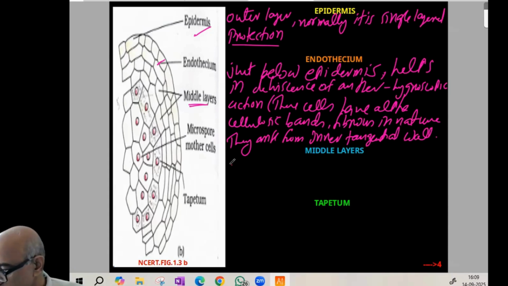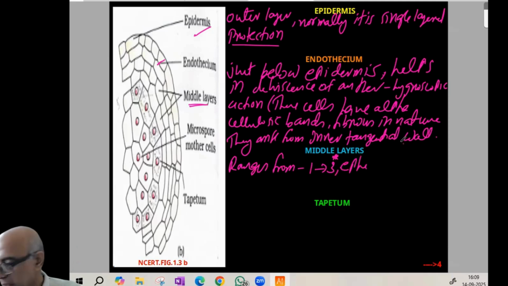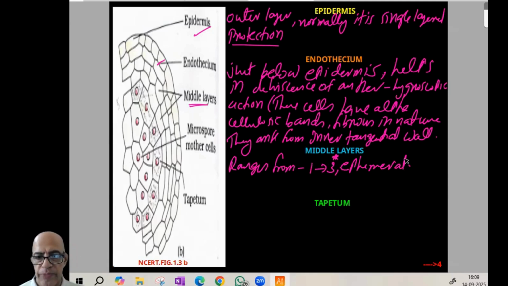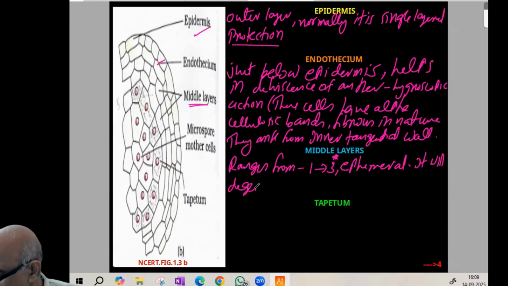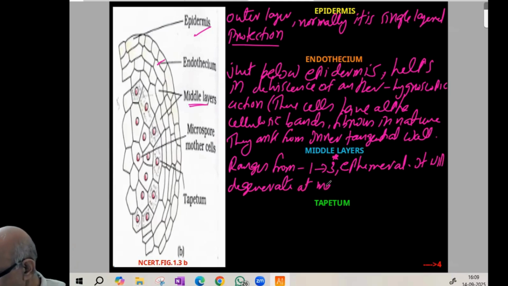Now comes the next layer, given here: middle layers. Middle layers range usually from 1 to 3. And they are ephemeral. What is meant by ephemeral? Ephemeral means short-living, not long-lasting. And what happens to it? It will degenerate at maturity. That is why it is ephemeral, and its function is supposed to be protection.